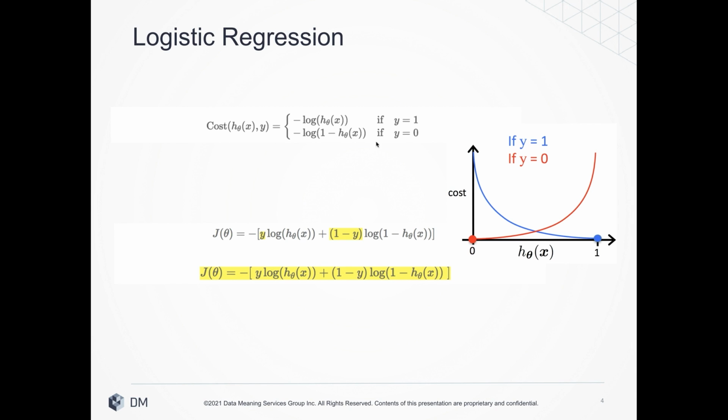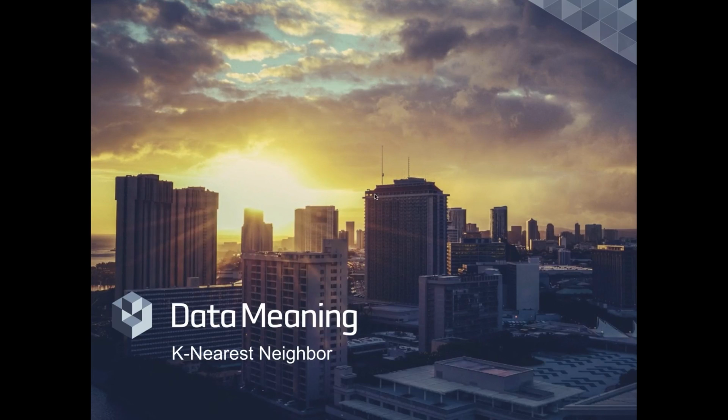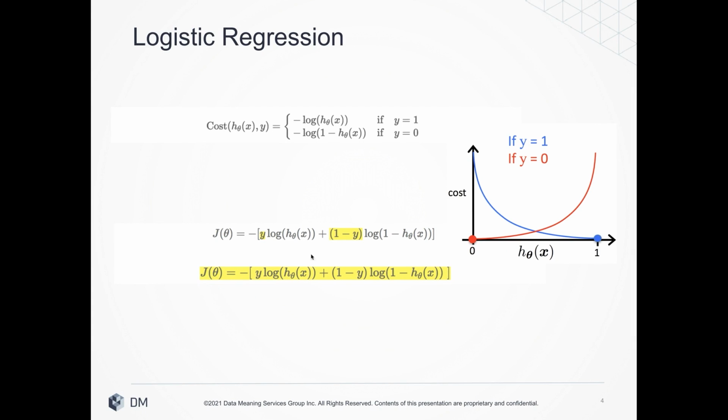And this function is encapsulated into one equation in this form. So if we're working with y equal to 1, we need to keep only this minus log h theta of x. If we replace y by 1 over here, we'll be multiplying the other term by 0, and it's like omitting that observation. And the same thing is true in case we're working with y equal to 0, so we'll be omitting the first term, which is related to y equal to 1.